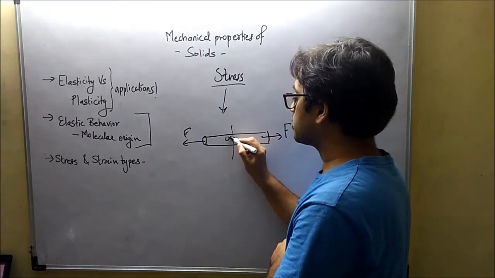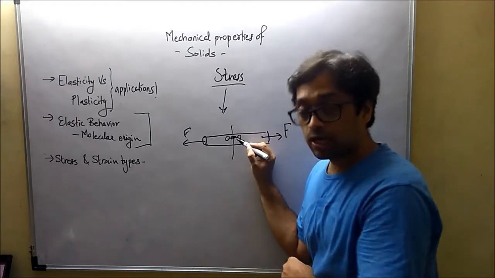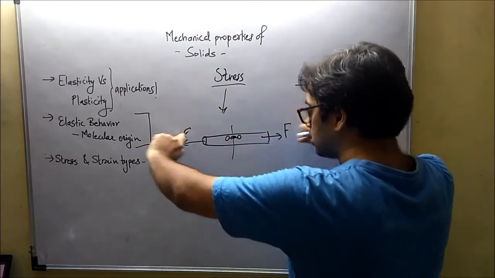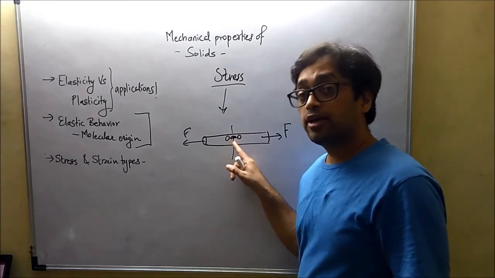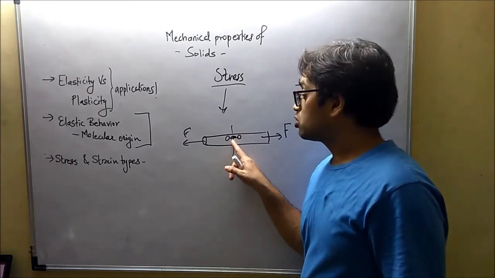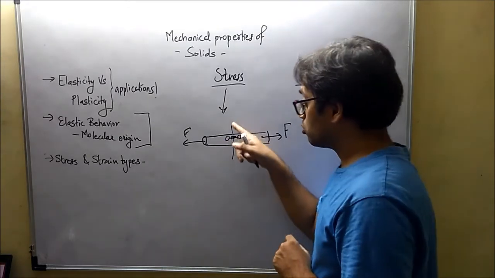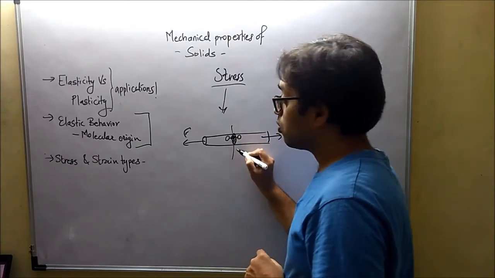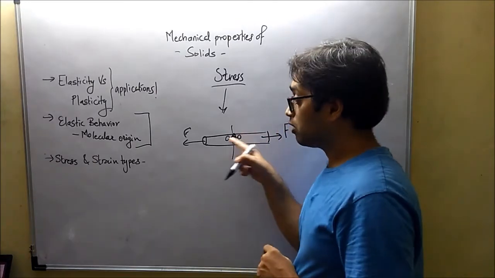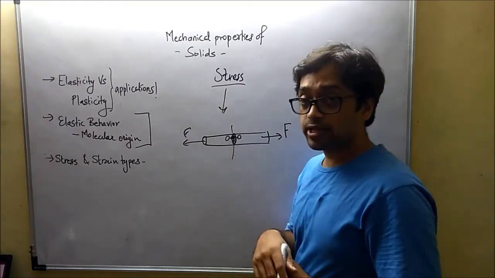So what will happen? Let us say one molecule is over here and the other one is here. In between them is the hypothetical spring. So if you pull this rod away from each other, then there will be an intermolecular force which will try to restore the position of these molecules to the original position. Now that intermolecular force per unit cross-sectional area over here is called stress.